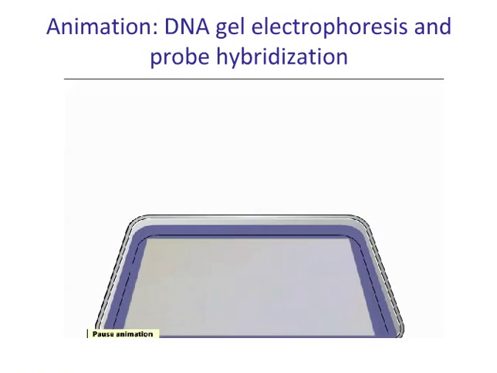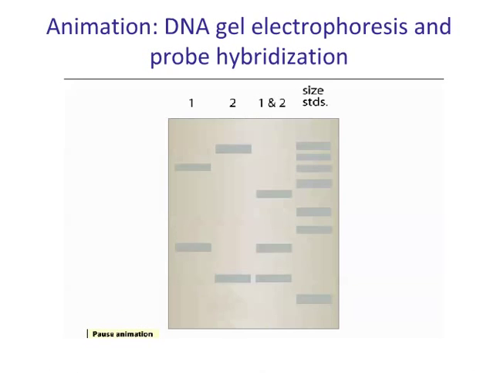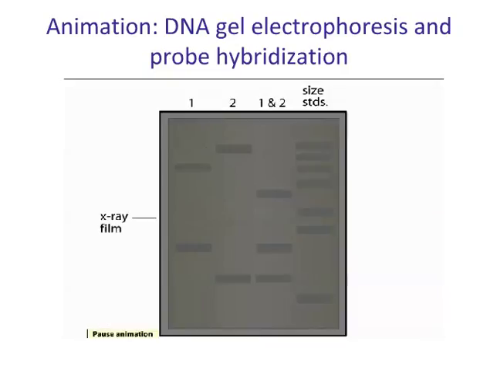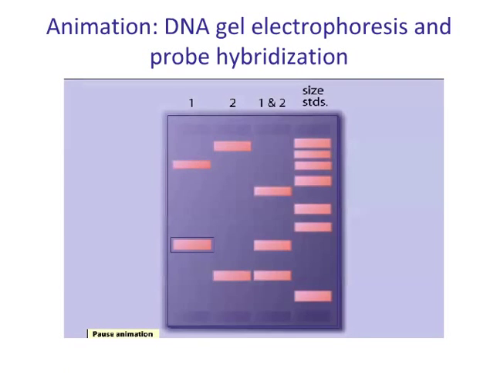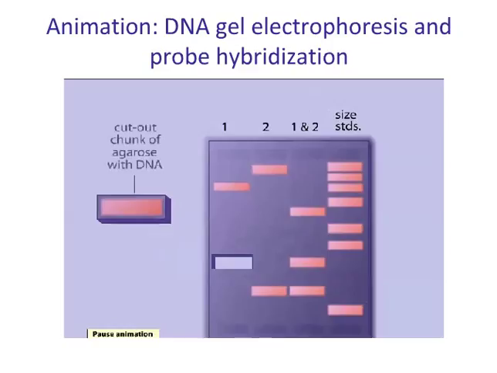The filter is washed to remove any unhybridized probe. A piece of X-ray film is placed over the filter. The radioactive probe exposes the film, revealing the locations of hybridization. Knowing which bands contain the sequence of interest, an identical agarose gel can be created, and a band of interest can be cut out of the gel. The DNA in this band can then be manipulated for further analysis.